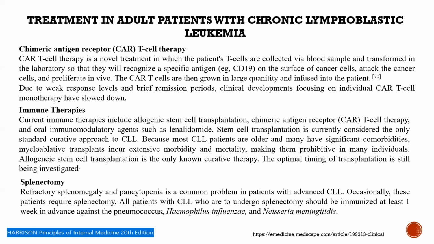Refractory splenomegaly and pancytopenia is a common problem for patients with advanced variants of chronic lymphocytic leukemia. Occasionally, these patients require splenectomy. All patients who undergo splenectomy should be immunized at least 1 week in advance against pneumococcus, Haemophilus influenzae, and Neisseria meningitidis.